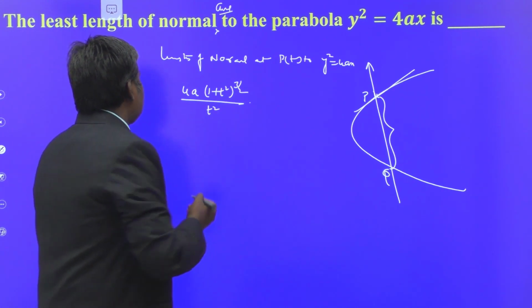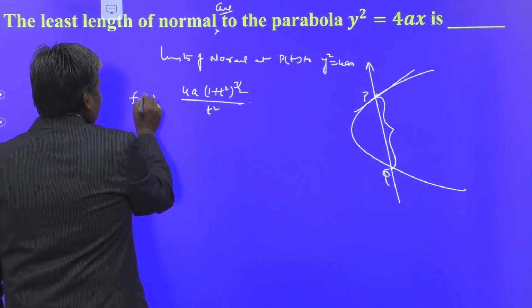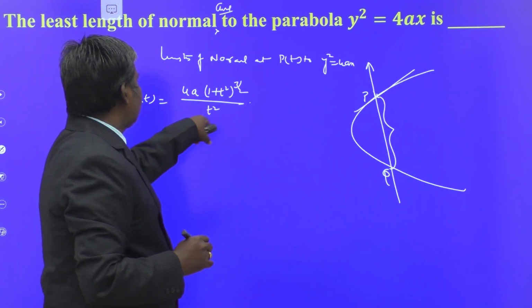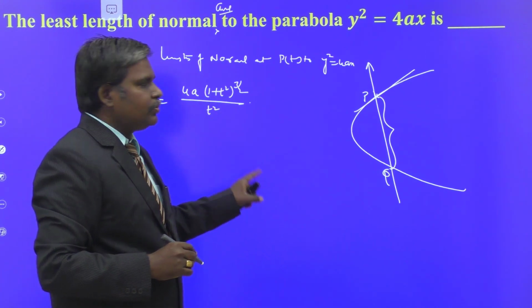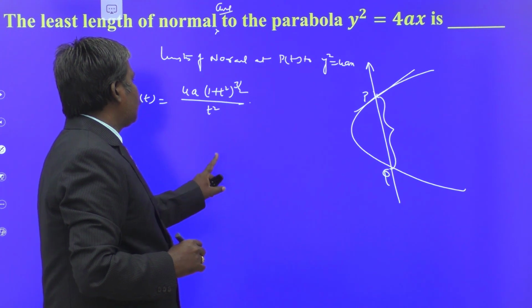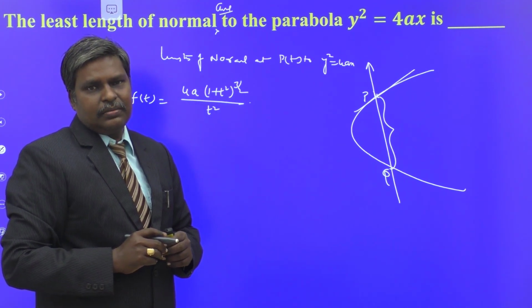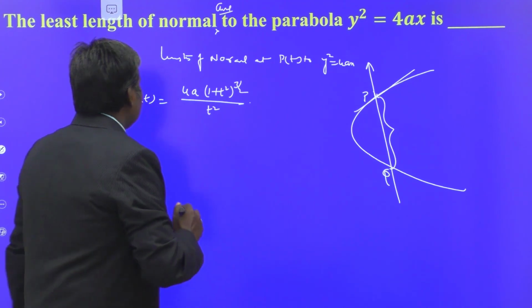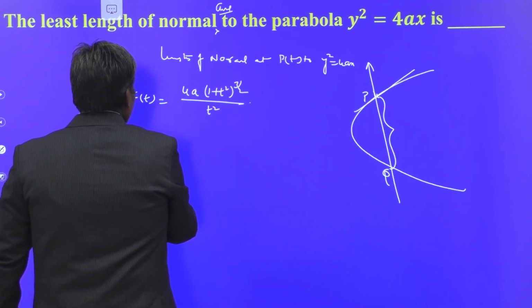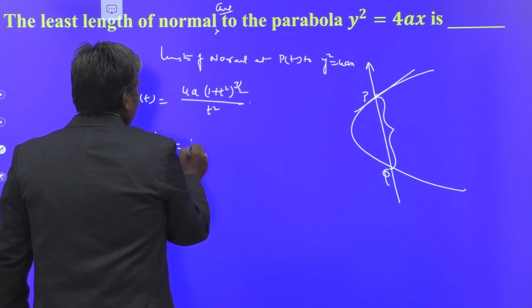If you differentiate this function, suppose you take it as f of t, you differentiate this function and make it equal to 0, you get the value of t. Substitute t again here itself, we get the least length of the normal chord. So, f dash t I am going to find out.